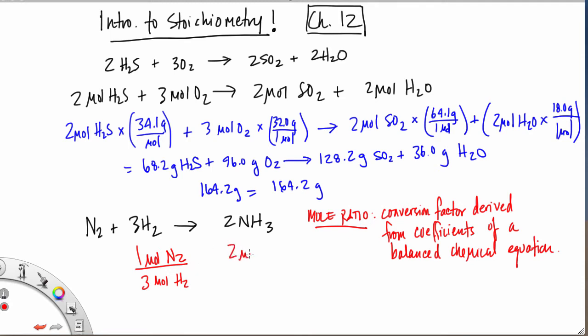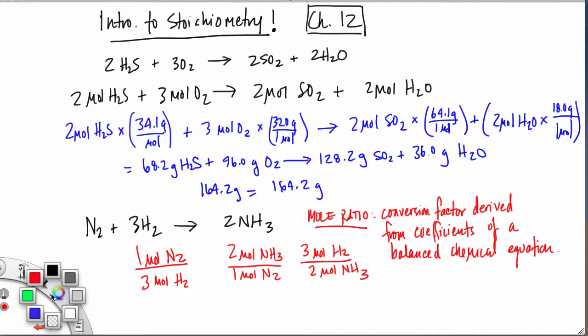Or I have 2 moles of ammonia for every 1 mole of nitrogen. Or I could say that I have 3 moles of hydrogen for every 2 moles of ammonia. These are all 3 mole ratios that are derived from the balanced chemical equation. These are going to be very important in solving our stoichiometry problems. The mole ratio, just like the mole is the center of the chemistry universe, the mole ratio is the center of the stoichiometry universe. Woohoo!